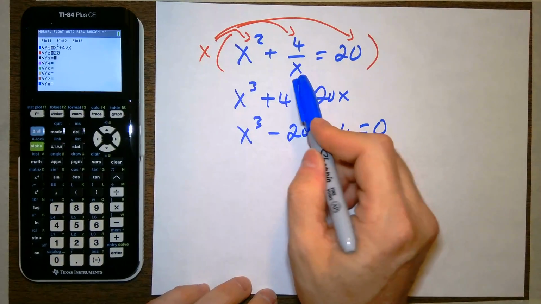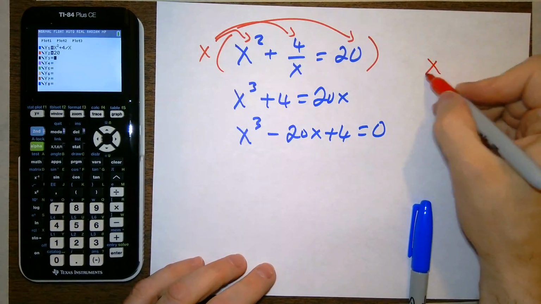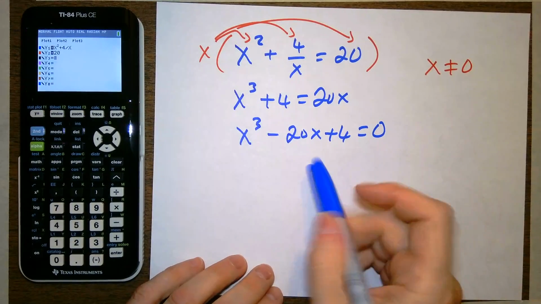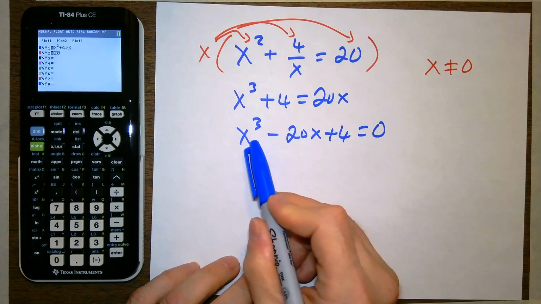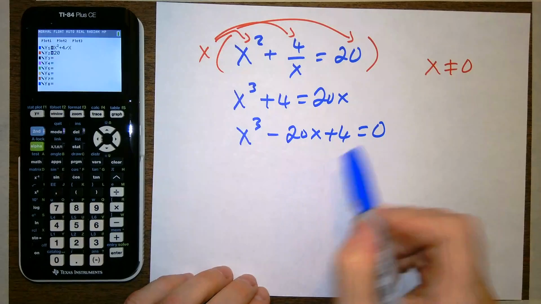I do know I have a restriction, by the way. Did you catch that? I've got a restriction here because of the denominator. X cannot equal 0. So if one of my solutions comes up as 0, I'm not allowed to have it. 0 is not going to be a solution. If I plug in 0, I get 4. So 0 is not going to be a solution.